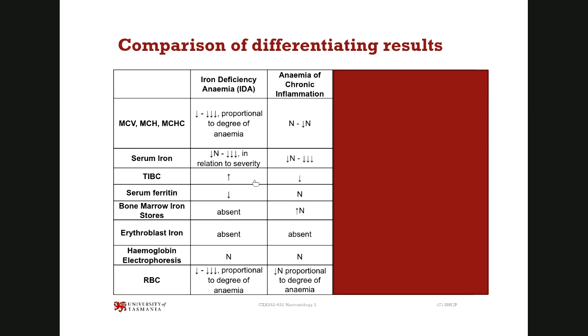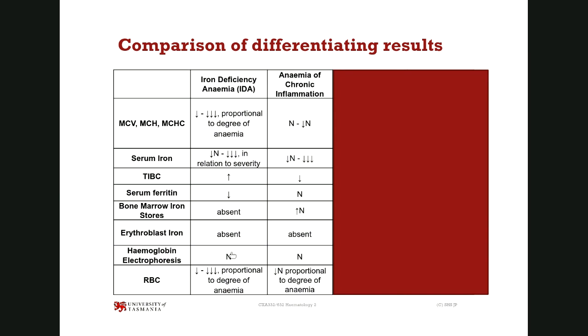Serum ferritin in iron deficiency anemia is reduced, whereas in anemia of chronic inflammation, it's normal, because remember the ferritin is locked away in the hepatocytes and the tissue macrophages, and it can't get out because ferroportin has been blocked by the hepcidin. Bone marrow iron stores in anemia of chronic inflammation are actually increased, because any iron that's around is being locked away in the macrophages. And then we get down to hemoglobin electrophoresis.